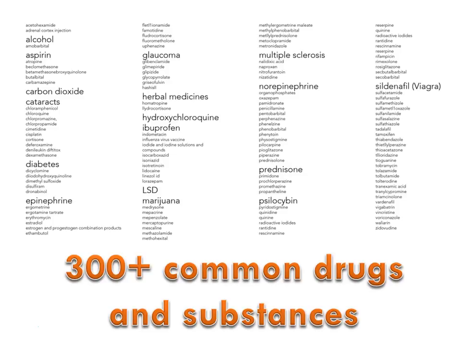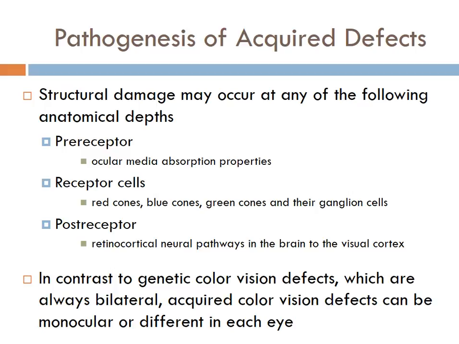But it's not just Plaquenil. It can be any of these 300 drugs that you see on this slide. I mean, there's not 300 on here, but there's a bunch of them. And this is just a representative sample of the medicines and drugs that can affect a patient's color vision. So here's your start right here. How might this stuff happen? How might someone get a color vision defect?